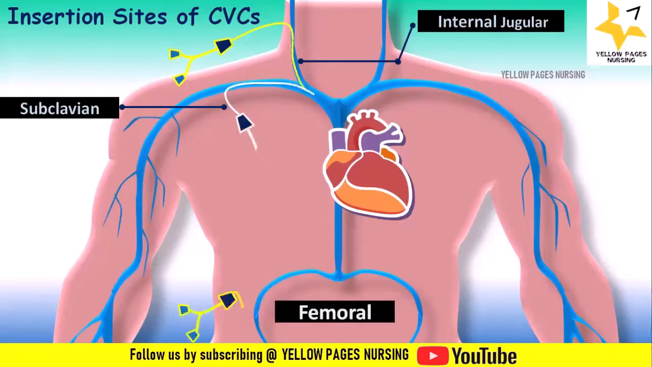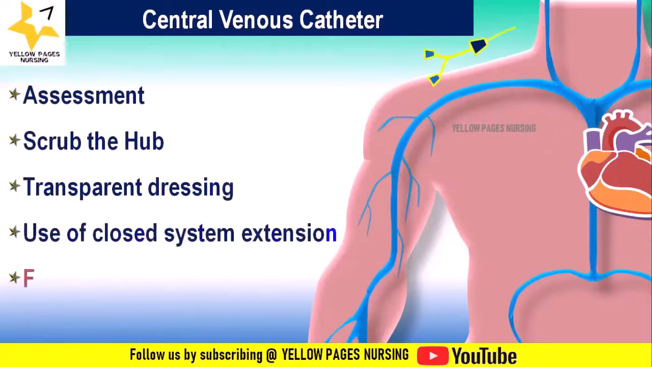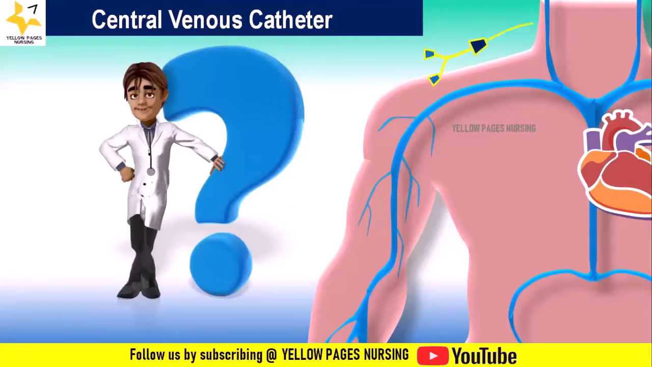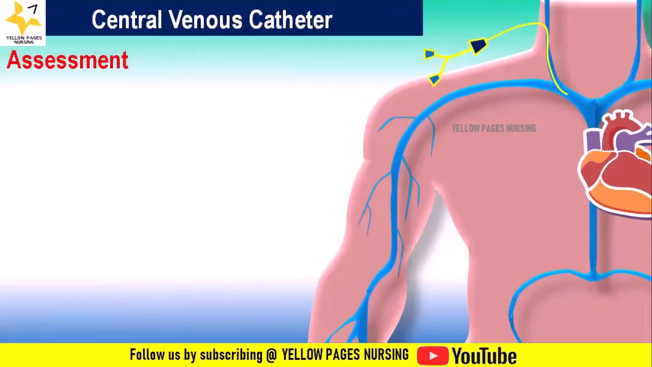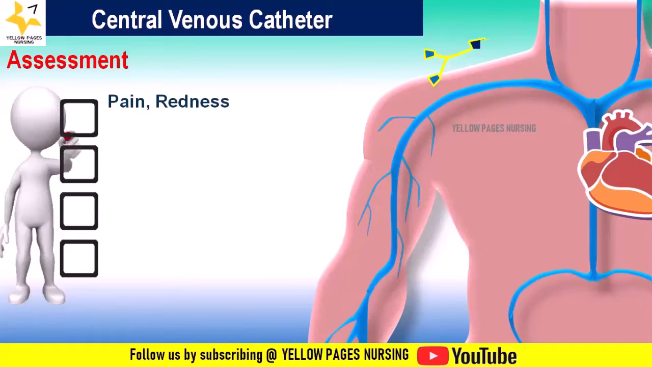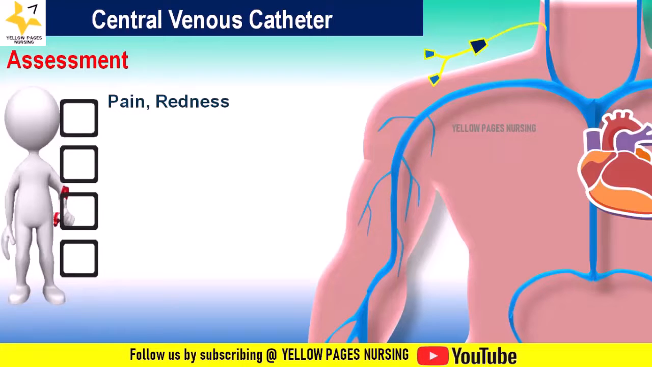Care of central venous catheters also includes the following: assessment, scrub the hub, transparent dressing, use of closed system extension, and flushing and locking. First is assessment. Under assessment, first comes assessment of pain. This is done in order to identify the intensity of level of pain of the patient and plan for further interventions. Next is assessment of redness, if it is localized or spreading.